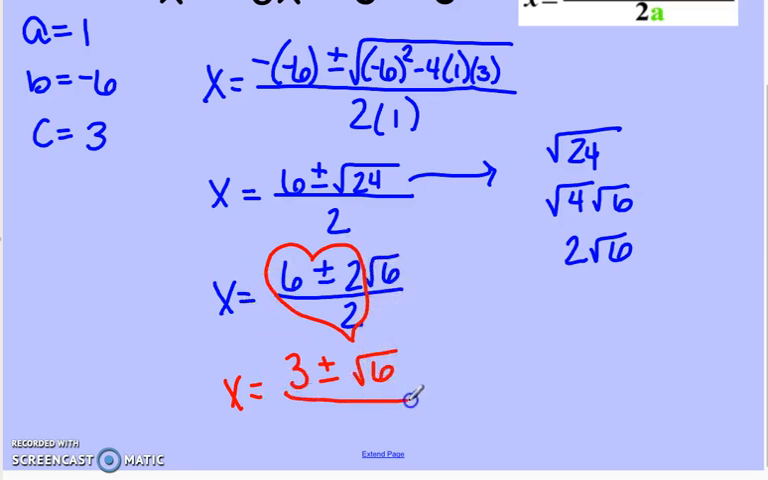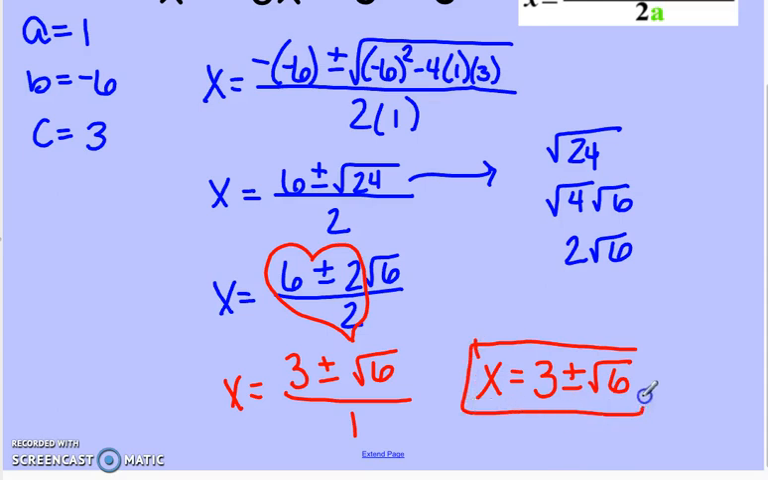And then we're going to put this over, and 2 divided by 2 is 1. So then, because this is over 1, this can just be fixed up really quickly to x equals 3 plus or minus radical 6, and that is your answer. Now remember, that gives us two separate roots of 3 plus radical 6 and 3 minus radical 6. Those are the two separate roots.